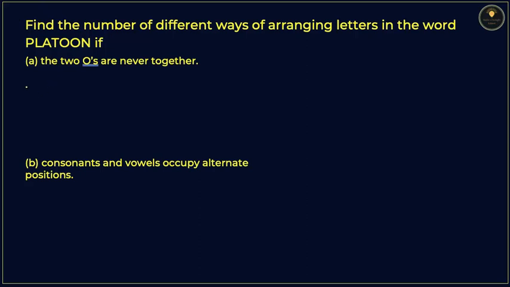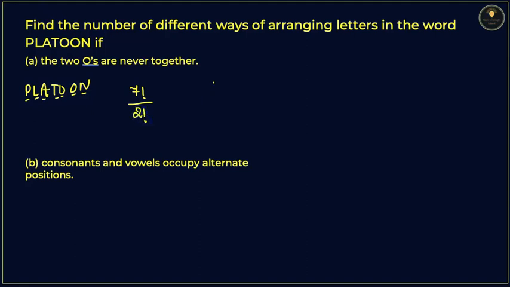Here we have the word platoon, and if you observe, there are 1, 2, 3, 4, 5, 6 and 7 letters. So we will write 7 factorial, and these two O's are identical, so here you will write 2 factorial.